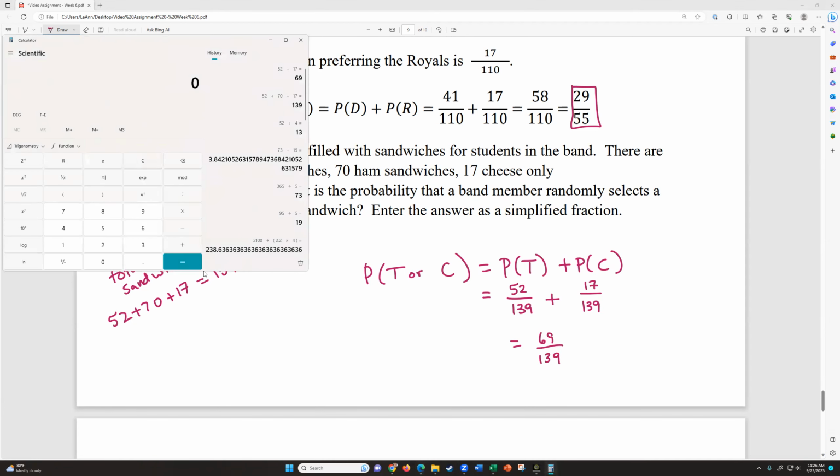And I don't have my fancy calculator down here with me, but let's just triple check. I think 69 is divisible by 3. Yes, it is. So I'm questioning if 139 is as well. No.